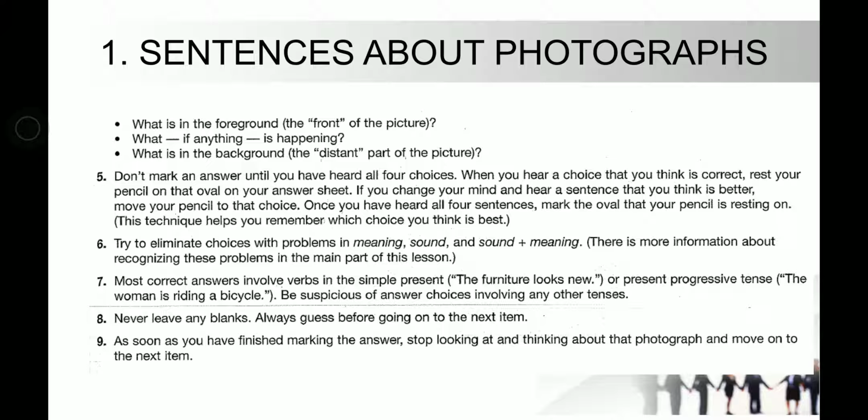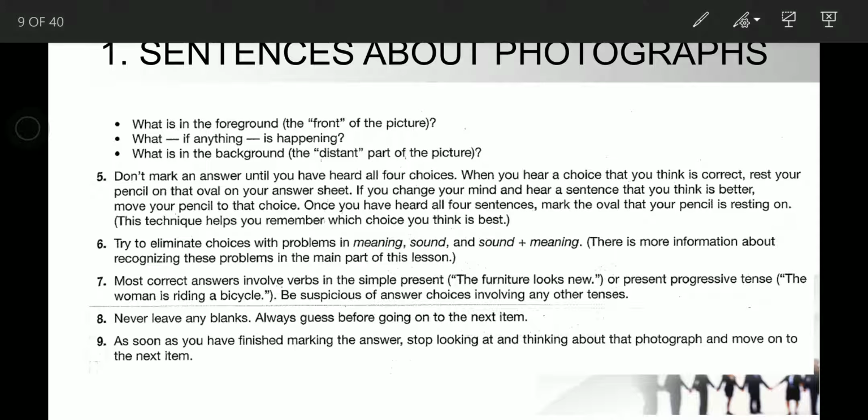Okay, so you can take a look at this one. You may want to try to eliminate choices with a problem in sound or meaning. This means that if you don't know the meaning of the option, just move to the next option. Maybe you're not familiar with the sound; even if it's the sound or the meaning, just eliminate the option.